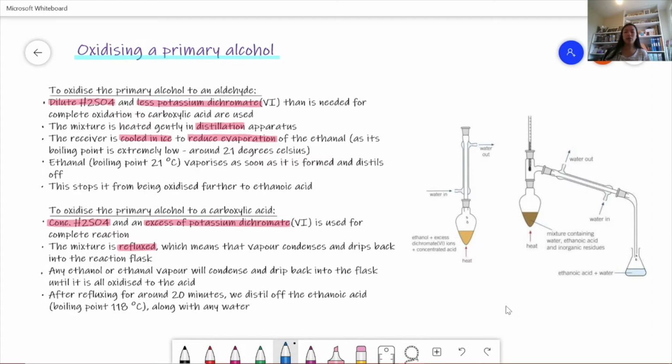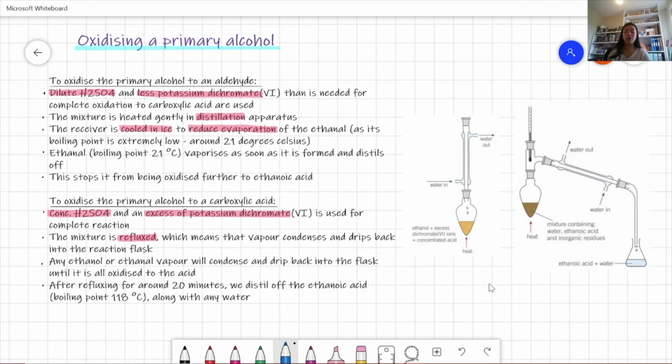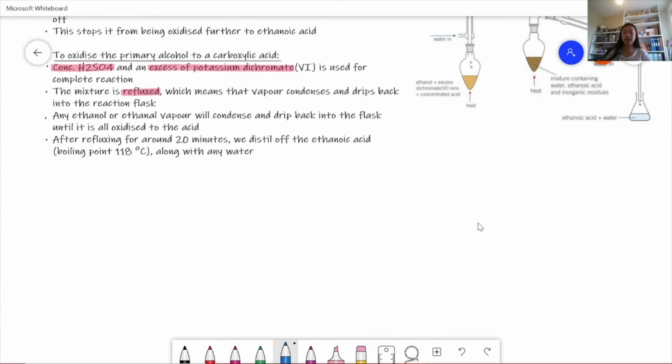So if we wanted to write some equations using the symbol for oxidation, and we used ethanol as an example, to oxidize the ethanol to the ethanal, we would have CH3CH2OH, which is the ethanol, and then you'd have this square bracket O, which indicates that you're oxidizing it, and then you'd form the ethanal and also water, where the ethanal is a gas and the water and the ethanol are liquids.